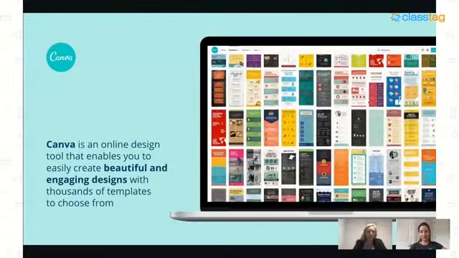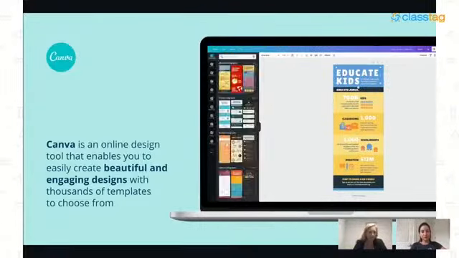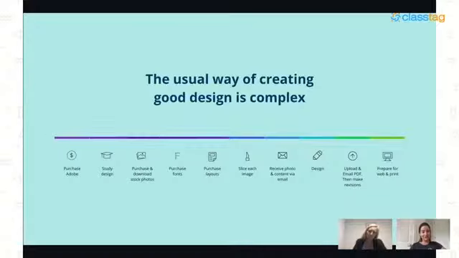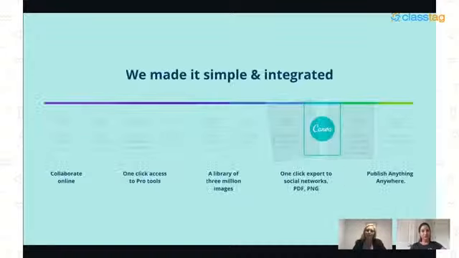So Canva is an online design tool that enables you to easily create beautiful designs with thousands of templates to choose from. And so the founders at Canva looked at design and discovered that creating good design was complex. First, they needed software. They had to study to design, purchase and download stock photos to use. They had to slice up each image, put all this together in design, and then prepare it for web or print. So the idea for Canva came about to make design simple and integrated, allowing people to collaborate online, get access to professional design tools in one click, a library of images, one-click export to all kinds of formats, and the ability to publish anything to anywhere.